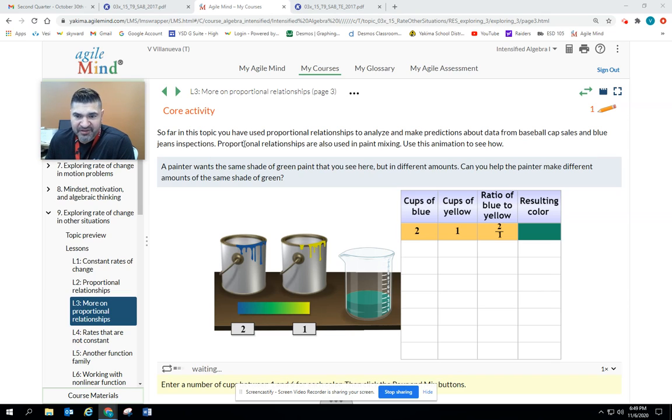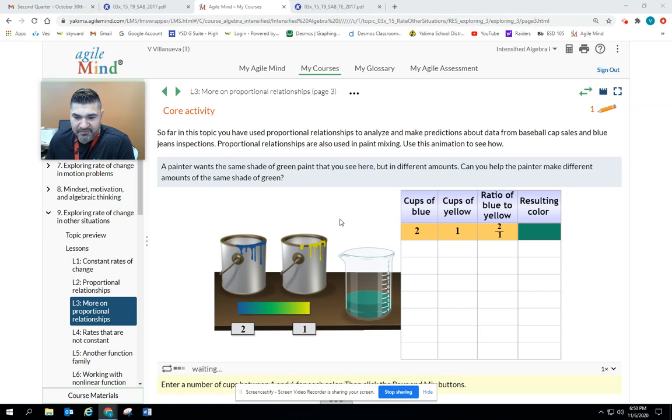It says, so far in this topic, you have used proportional relationships to analyze and make predictions about data from baseball cap sales and blue jeans inspections. Proportional relationships are also used in paint mixing. Use this animation to see how. Okay, a painter wants the same shade of green paint that you see here, but in different amounts. Can you help the painter make different amounts of the same shade of green?